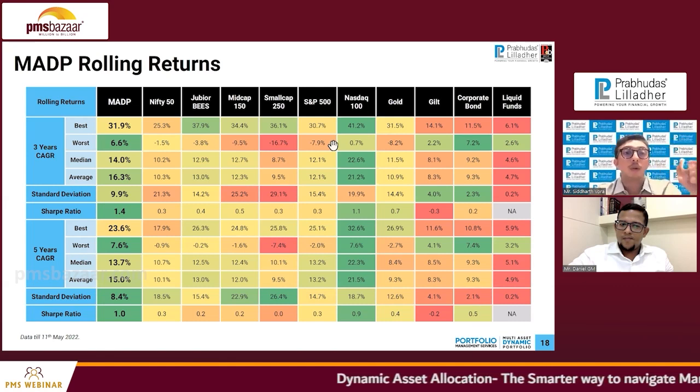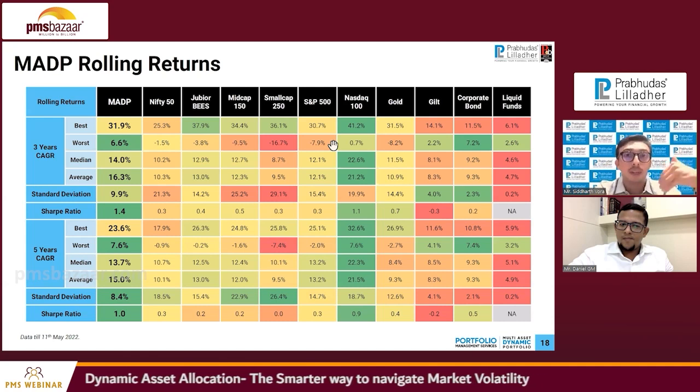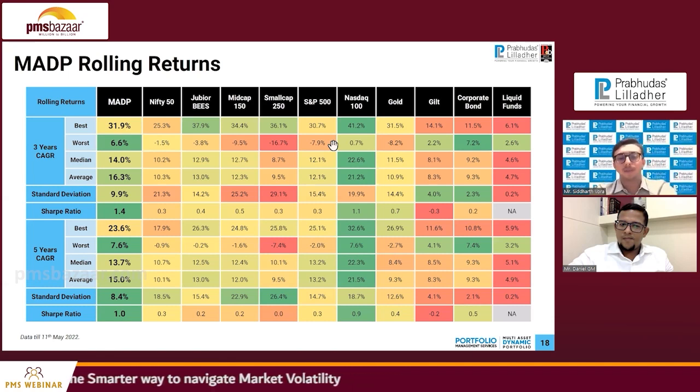So what is important to understand is that 6.6 is a low number. But we are delivering 6.6 when all the other asset classes are delivering much more inferior numbers and even going to put investors through capital erosion. And that is the important point to understand.